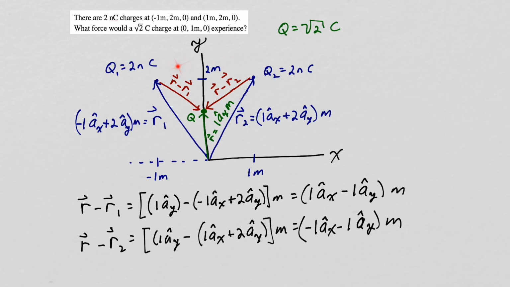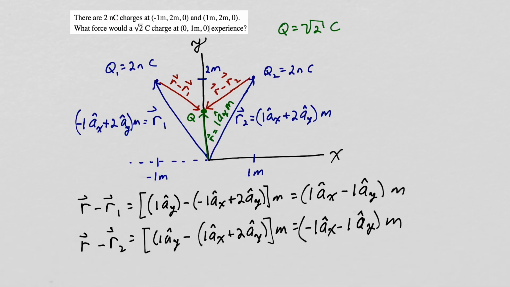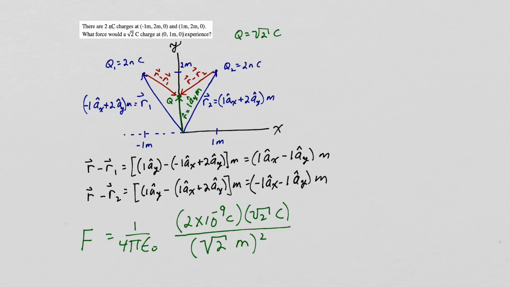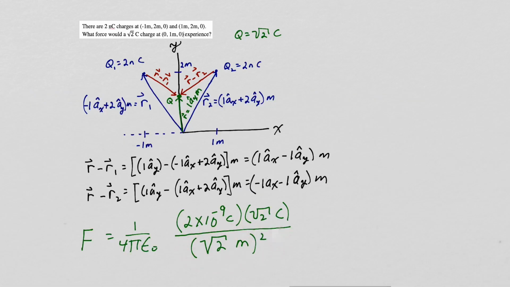From the symmetry of the configuration, we also know that our end result will not have a component of force in the x direction. Let's first look at the magnitude of the force on Q due to Q sub 1. So we just write Coulomb's law. We have our constant, the product of the charges, and then we see that the distance between the charges is square root of 2 meters, so we have square root of 2 meters squared.